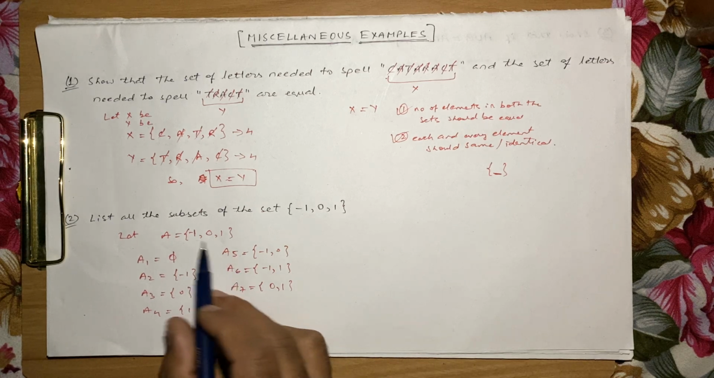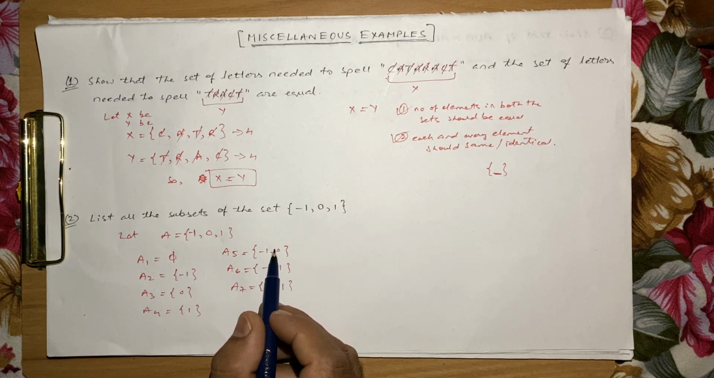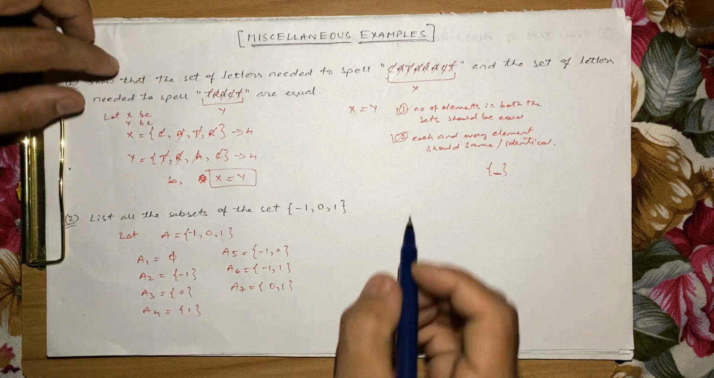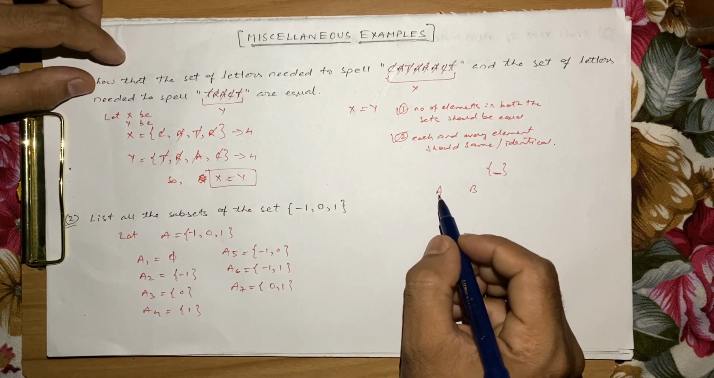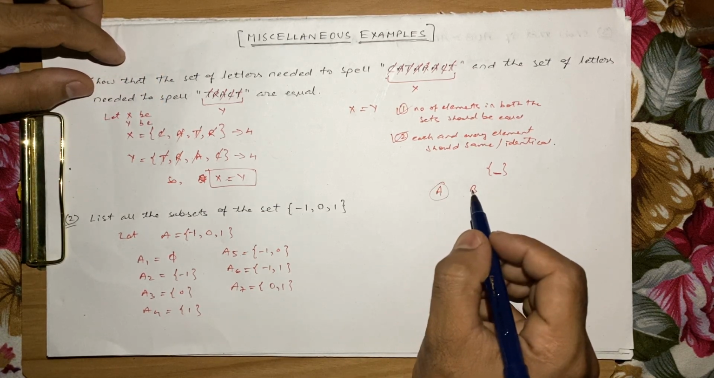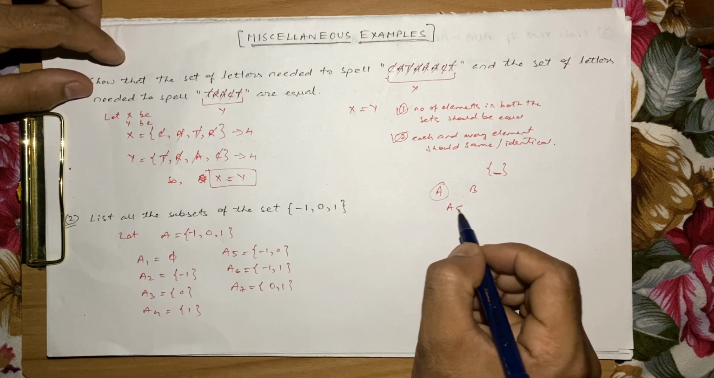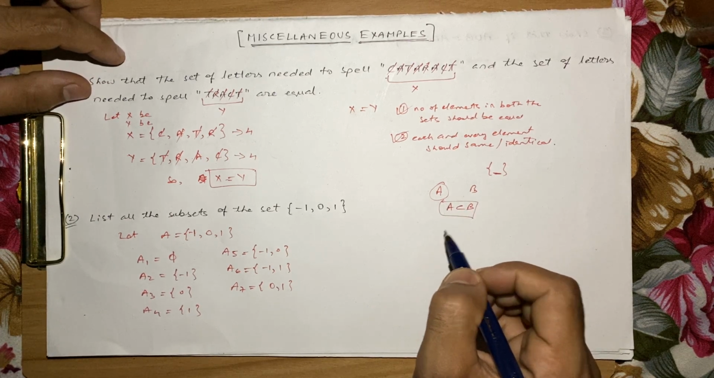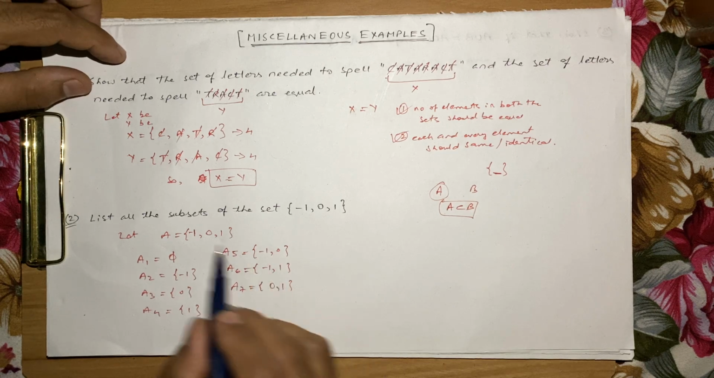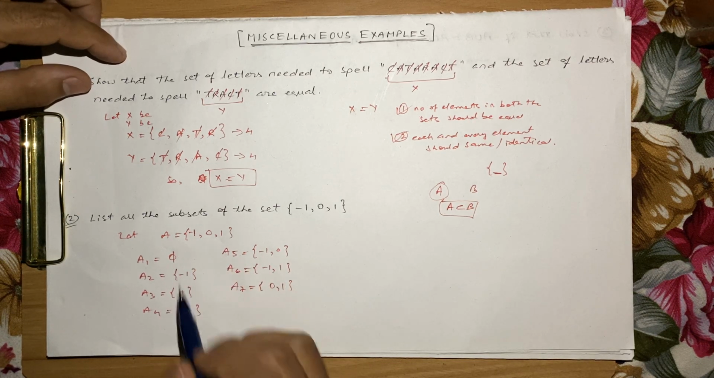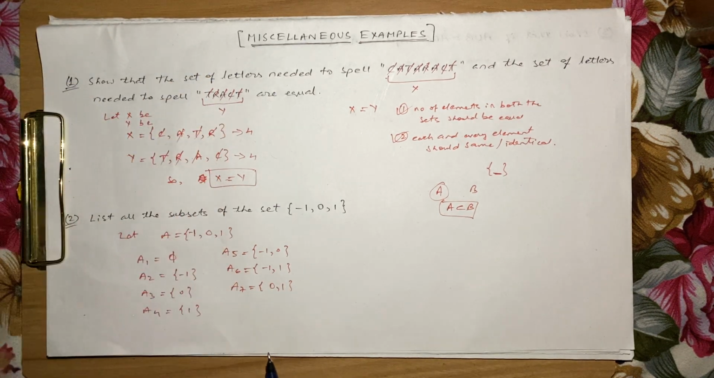So A5 is a subset of this set because, what is the basic definition of a subset? If you have two sets A and B, and all the elements of set A are present in the set B, then A is a subset of B. We say it in this way. So all the elements of A5 are present in the set A. So A5 is a subset of A, and we are trying to list out all the subsets.